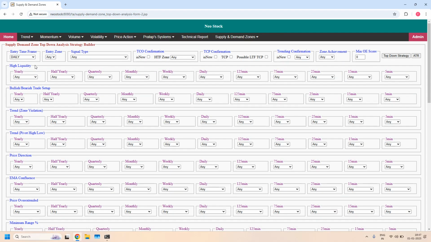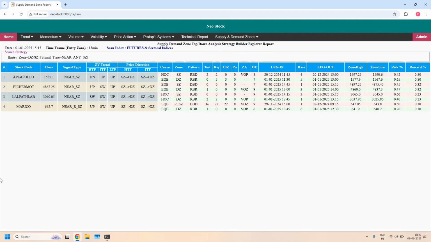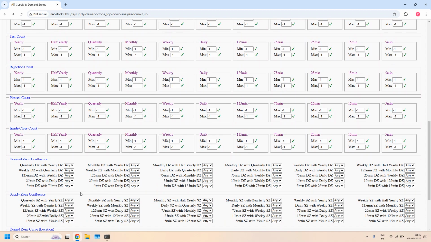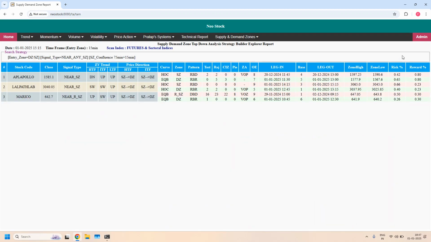Okay, next 15 minutes time frame. Stocks near 15 minutes supply zone. 4 stocks are filtered. Let's verify how many of these supply zones are having ITF confluence. That is a 15 minute supply zone with 75 minute supply zone confluence. I am enabling the filter. We got 3 stocks. In all these 3 stocks, you have to ignore the third one. It is already pierced. The remaining 2 stocks, they are part of the 75 minute supply zone.